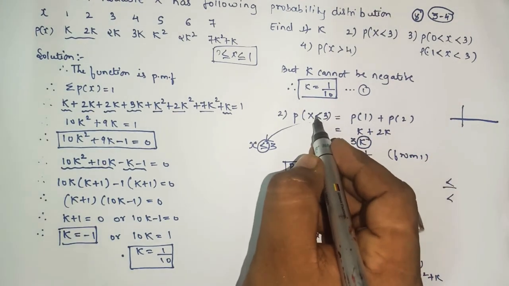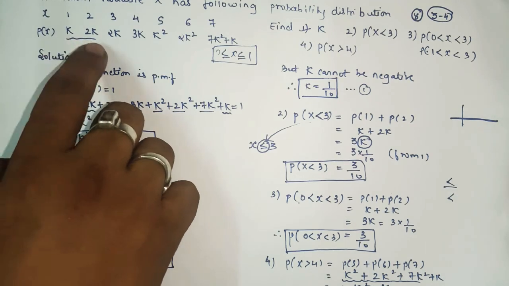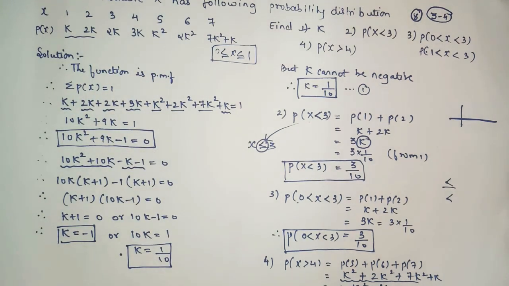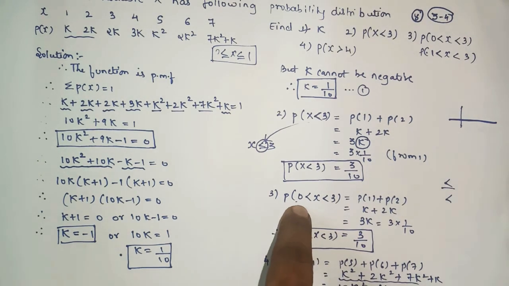As right now we have to find less than 3, that means we only have to consider the values which are less than 3. So clearly we can see that 1 and 2 are less than 3. Substitute the value, replace the value of k, you will get the answer. As for the second one, 0.